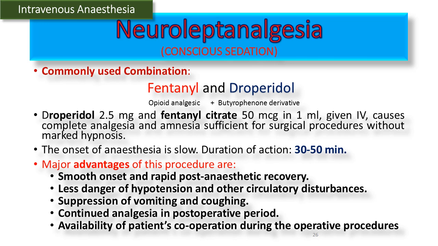Droperidol 2.5 mg and fentanyl citrate 50 mg in 1 ml given intravenously causes complete analgesia and amnesia, significant for surgical procedure without marked hypnosis. The onset of anesthesia is very slow and duration of action is 30 to 50 minutes. The major advantages of this procedure are smooth onset and rapid post-anesthetic recovery, less danger of hypotension and other circulatory disturbance, suppression of vomiting and coughing, continued analgesia in the post-operative period, and availability of patient cooperation during the operative procedure.